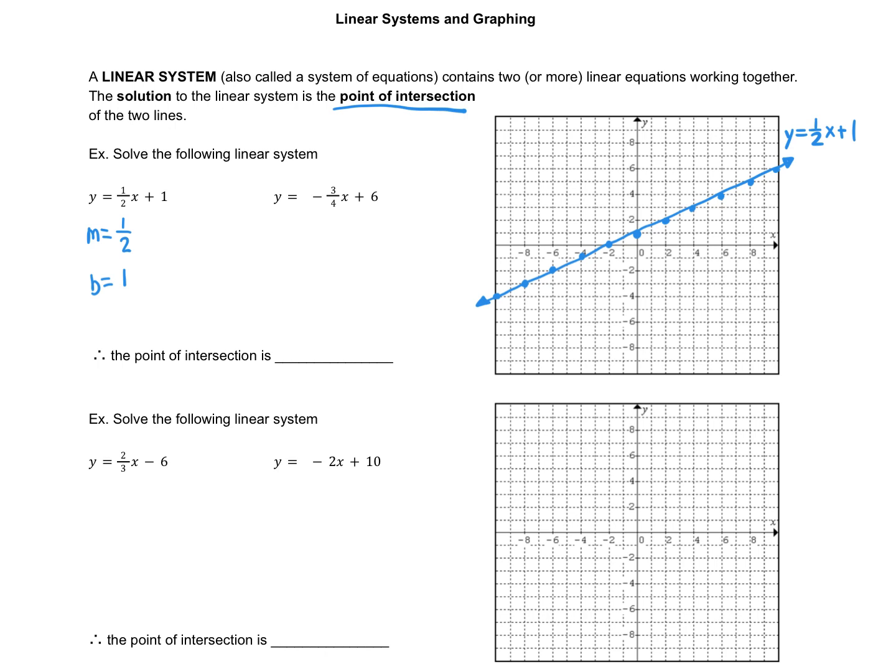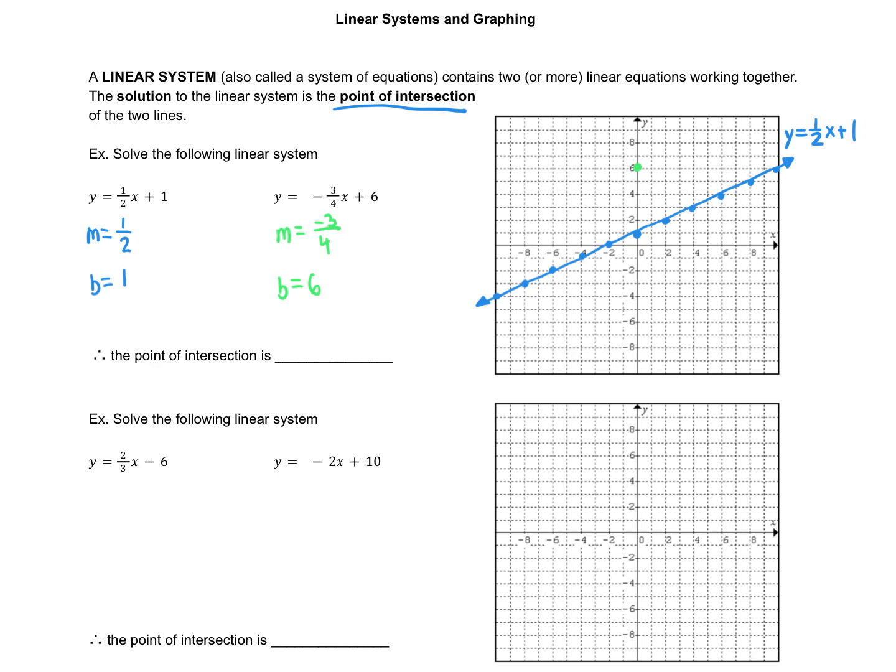Let's go to our next line. Y equals -3/4x plus 6. My slope is -3/4. I'm just going to take the negative and put it up in the numerator. And my y-intercept is 6. So I'll go to 6, and now I will apply my slope until I hit my line.